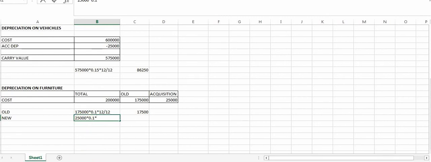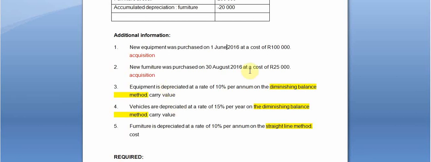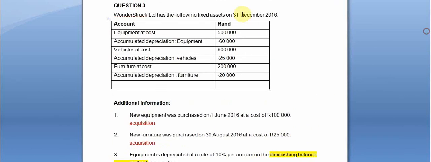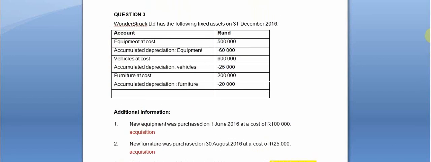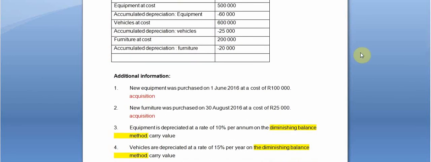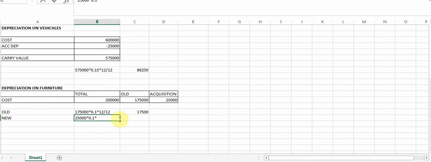I need to go back to the question, find the date of purchase, and then count up to my year end. So they tell me the furniture was purchased on 30 August. So I need to count. I could not use it in August because it's basically very close to the last day of August. So I could use it September, October, November, and December. That is a total of 4 months that I could use it. Please note how we always calculate depreciation in months, not in terms of days. We always calculate depreciation in terms of months.